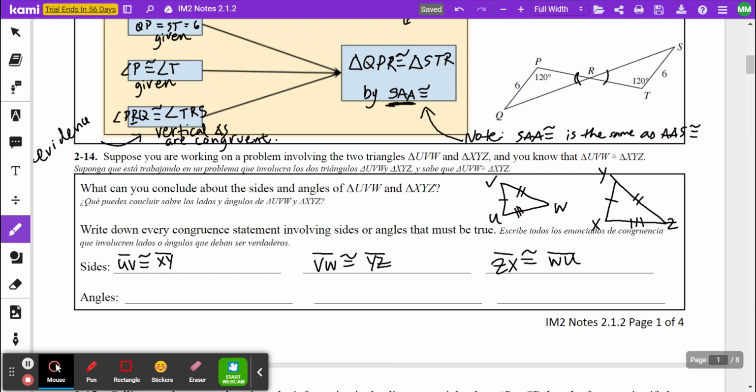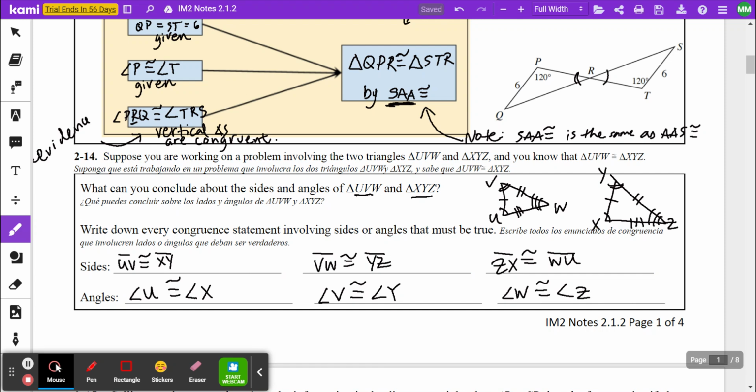Now let's do the angles. Angle U must be congruent to angle X. Angle V must be congruent to angle Y. And angle W must be congruent to angle Z. And I know which angles go with which and which side goes with which because the vertices of the triangles are written in sequence.